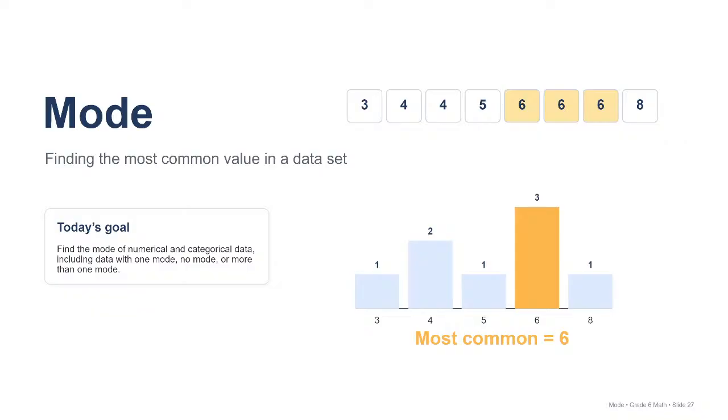Okay. That's the next part. Okay, this is mode. Find the most common value in a data set. Today's goal: find the mode of numerical and categorical data, including data with one mode, no mode, or more than one mode. So it's 3, 4, 4, 5, 6, 6, 6, 8. So the most common one is 6, because it has more than the others. Well, 4 is the next one, but 6 is more common.